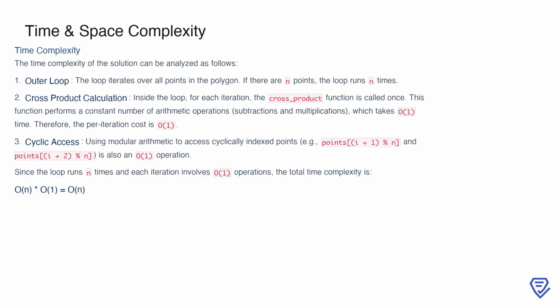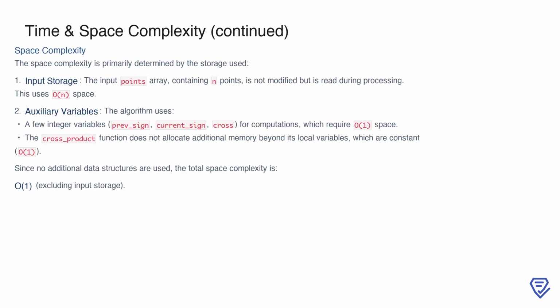This operation is also O(1). When we combine these components, the loop runs n times, with each iteration performing O(1) work. As a result, the total time complexity is the product of these terms, which simplifies to O(n). Now, let's analyze the space complexity of the solution. The primary factor here is the storage required for the input. The points array, which contains n points, is read but not modified during the algorithm, so it uses O(n) space.